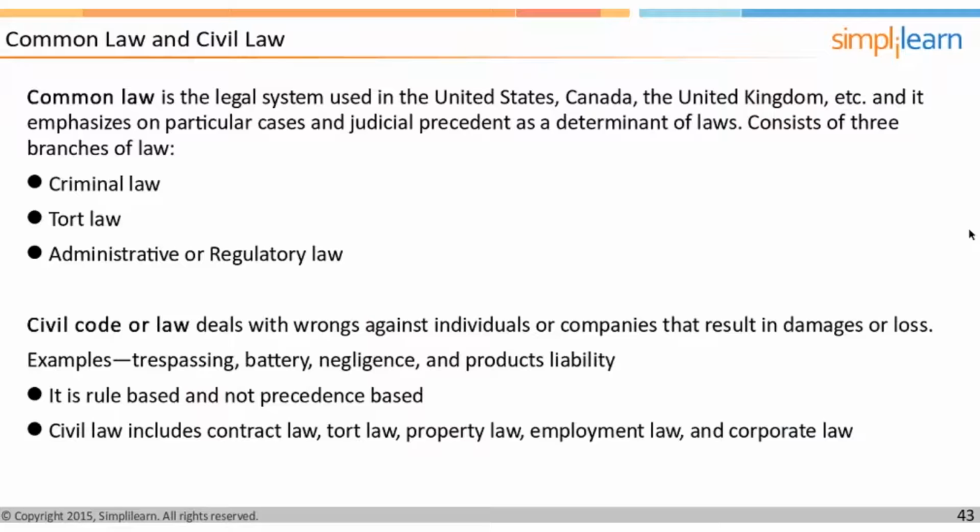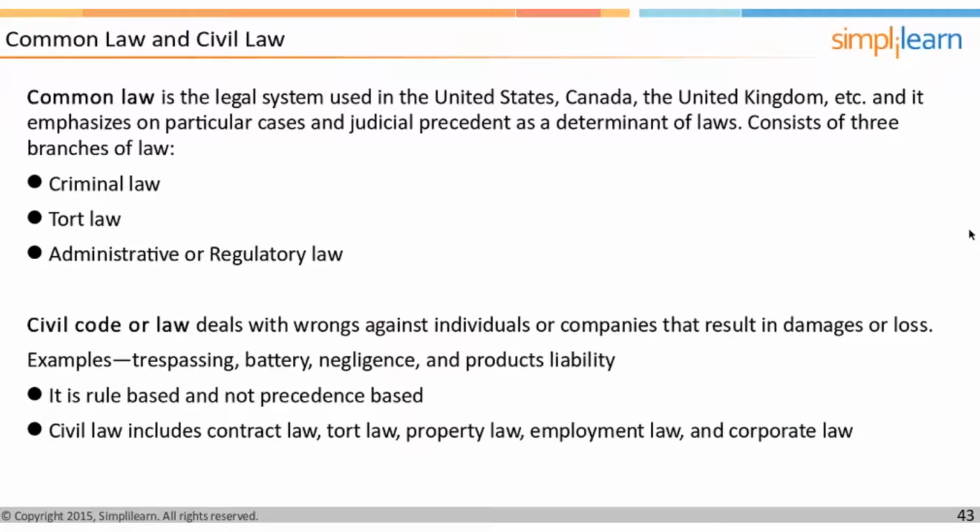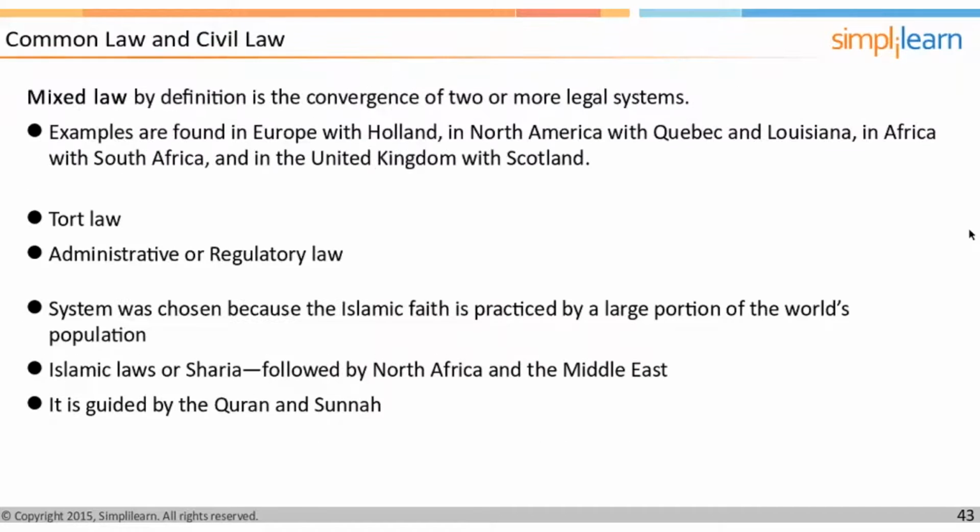Though most of this common law actually began in the UK. If you go back to the history, the United Kingdom, Britain, had this common law, and when they started conquering the world, everybody started following it. This is very, very commonly used throughout the world: criminal, tort, and administrative law.